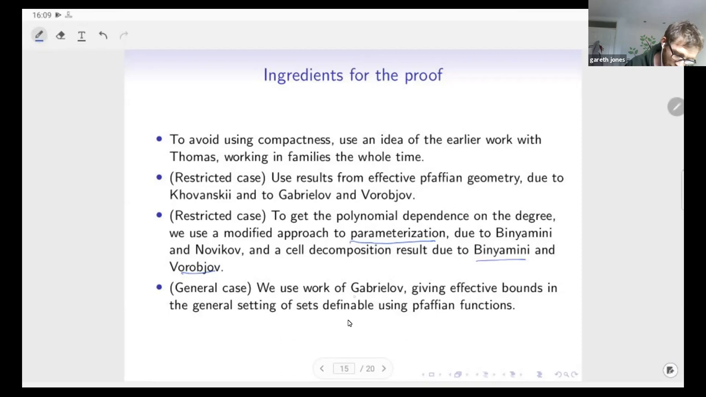everything relies on work of Gabrielov, who gives effective bounds in the general setting of sets definable using Pfaffian functions, so possibly unrestricted, where we don't know any kind of model completeness result.